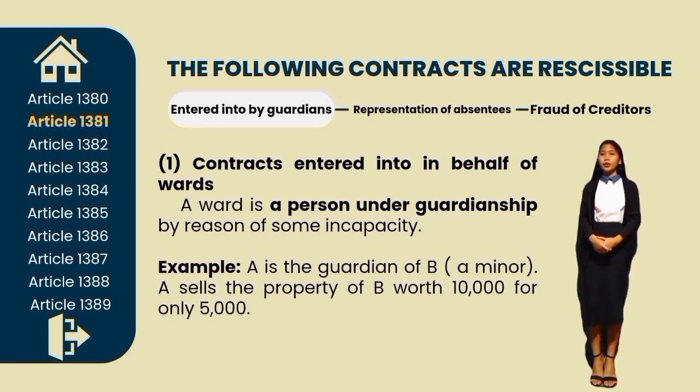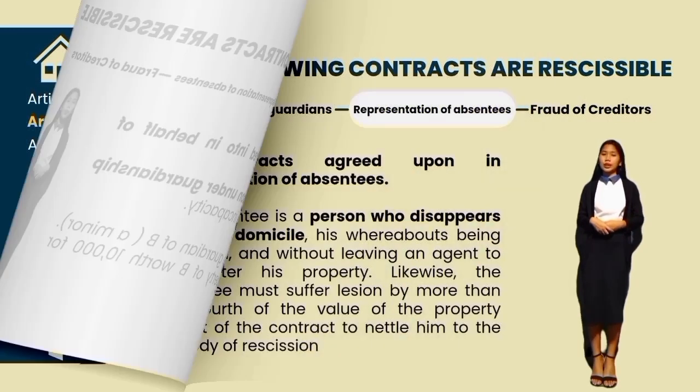1. Contracts entered into on behalf of wards. A ward is what we call a person under guardianship because of some incapacity. For example, A is a guardian of B, who is a minor. A sells a property of B worth 10,000 for only 5,000. The contract of sale cannot be rescinded because the lesion is not more than one-fourth. However, if the property is sold for less than 5,000, B can rescind the sale by proper action in court upon reaching the age of majority.